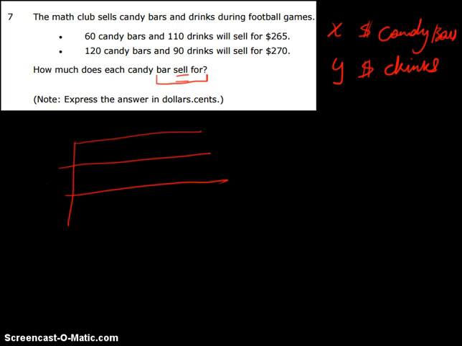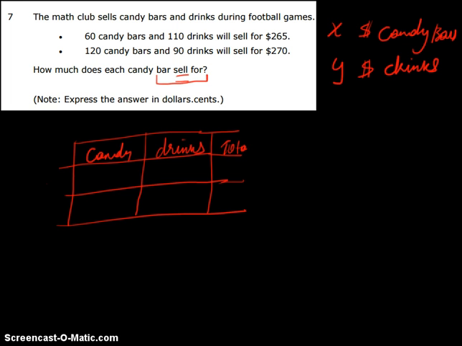So we know that this is going to be for the candy column, and then this is going to be for drinks, and then we have the total. Okay, and in this case it's going to be the amount of money. So in this case we have the two separate scenarios.